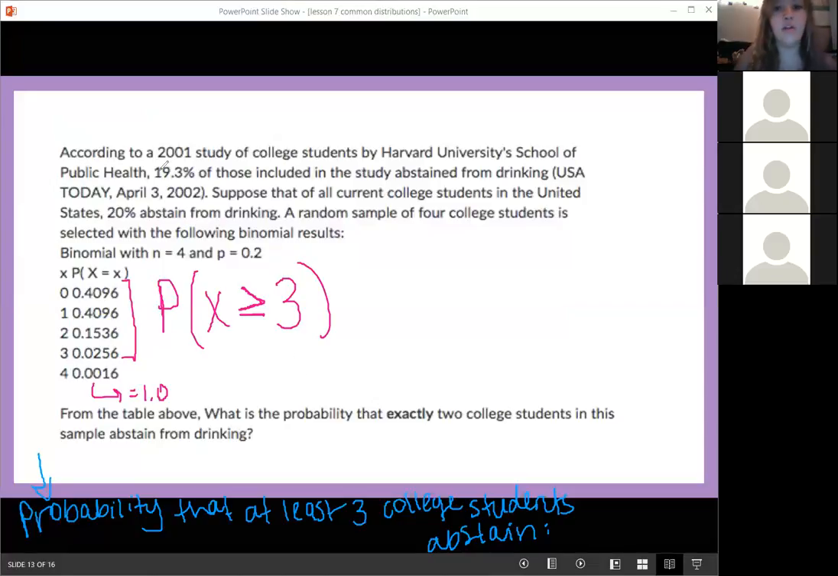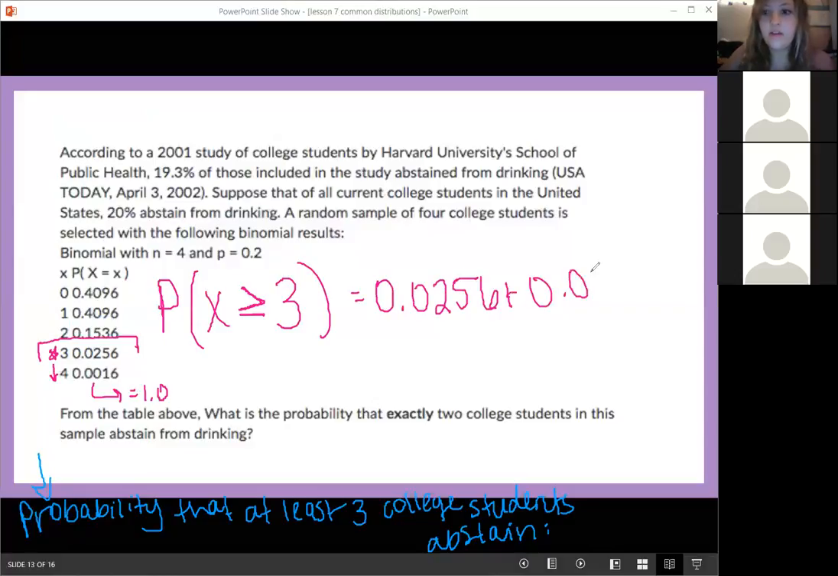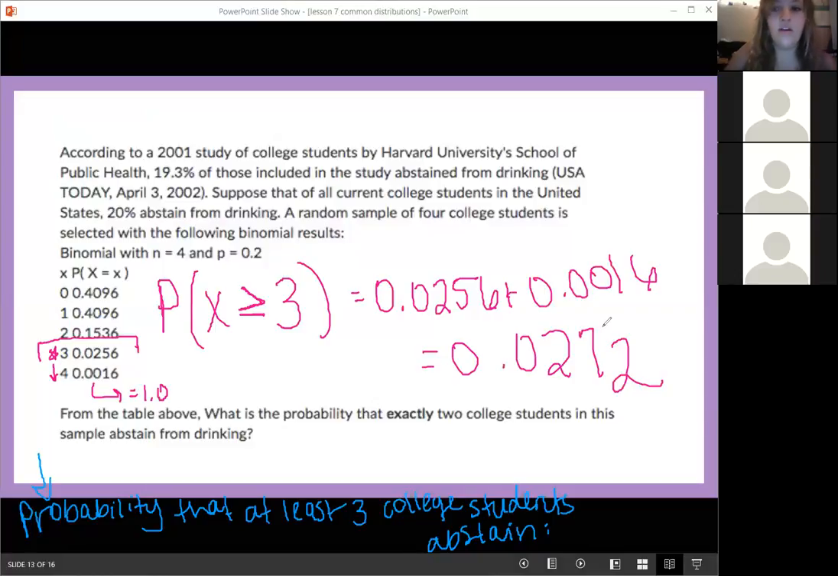So what we're looking for here, in that case, is actually just these numbers up here, because we're looking for at least 3 or higher. So all we would do here is add up 0.0256 plus 0.0016, and we end up getting 0.0272. Yes. Does that make sense? I also just made this up right now, so if I did it wrong, let me know. But I think it's okay.